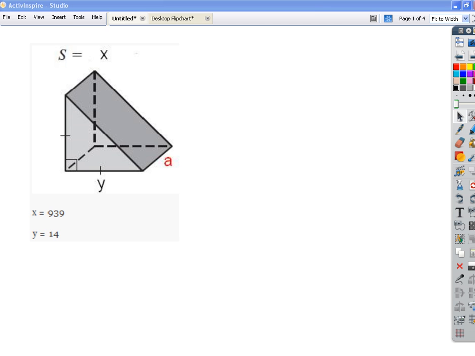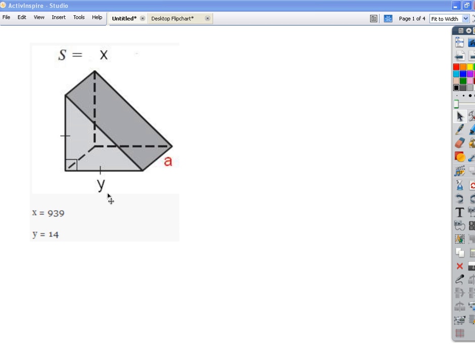We want to solve for the unknown A if we're given all the other information. So we're given surface area as X, which we're told is 939. That's the total surface area of this prism. We're told that Y, the dimension Y, is equal to 14, and we want to solve for A. So talk to me about this. How would we set this up?